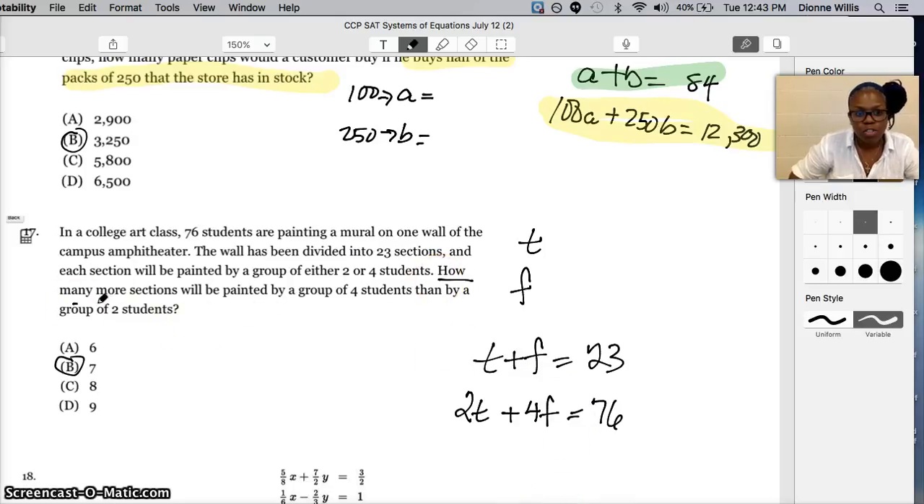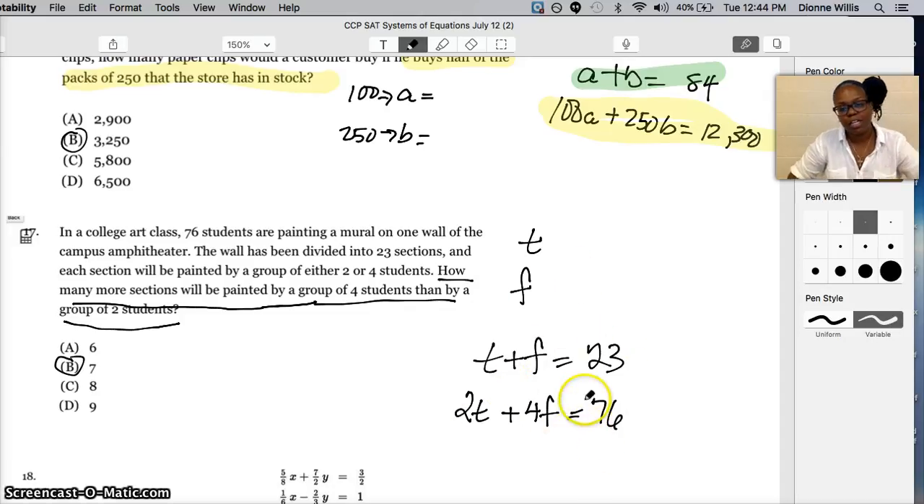How many more sections will be painted by groups of 4 than by groups of 2? So I need to figure out what T is and F is in order to figure that out. Does that make sense? All right, so calculating T and F, we can do substitution, we can do elimination. Let's do elimination for good measure.